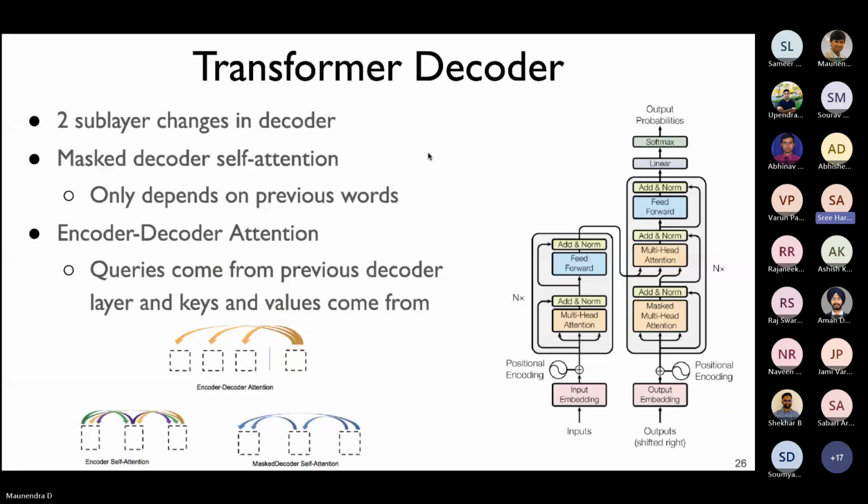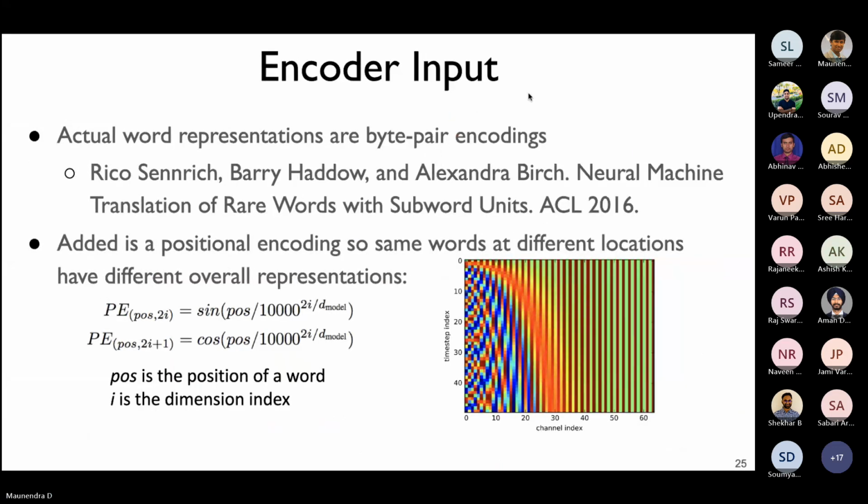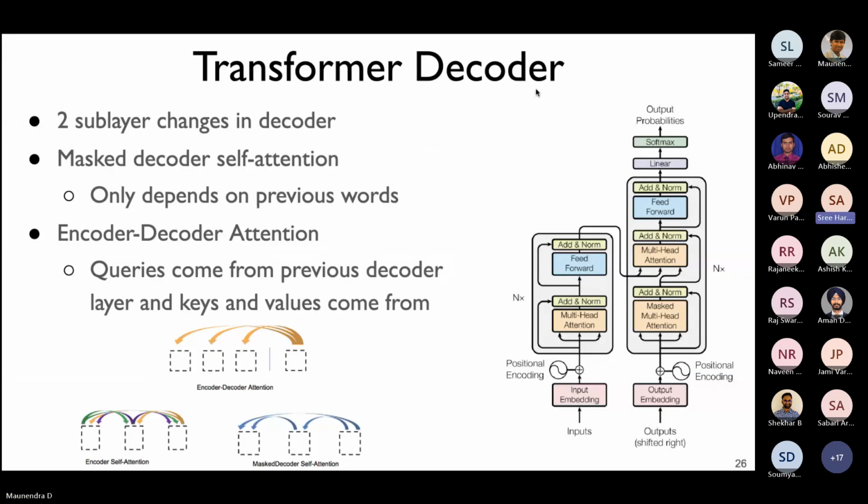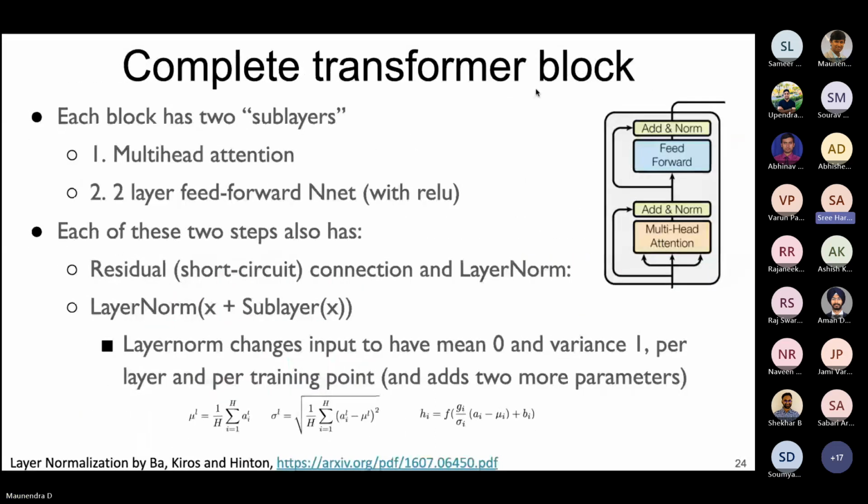Sir, I just have a question. In the previous slide, we talked about layer norm. What's the difference between a conventional batch norm and a layer norm? Here it changes the input to have mean zero and variance one per layer and per training point. Per training point also it happens.